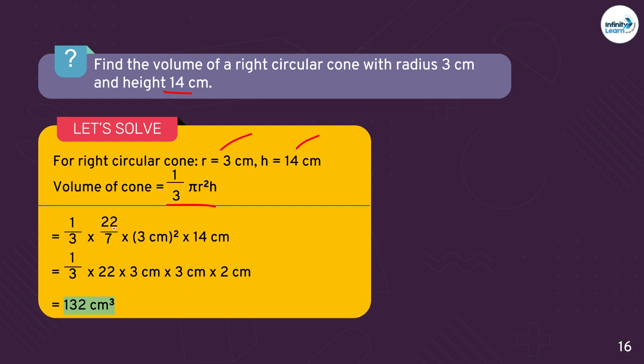The value of pi is 22 by 7. Radius is 3 square, that is 3 into 3, and height is 14. So by calculating, the answer is 132 centimeter cube. Clear? How to find out the volume of cone? By putting all the values in the given formula. Clear?